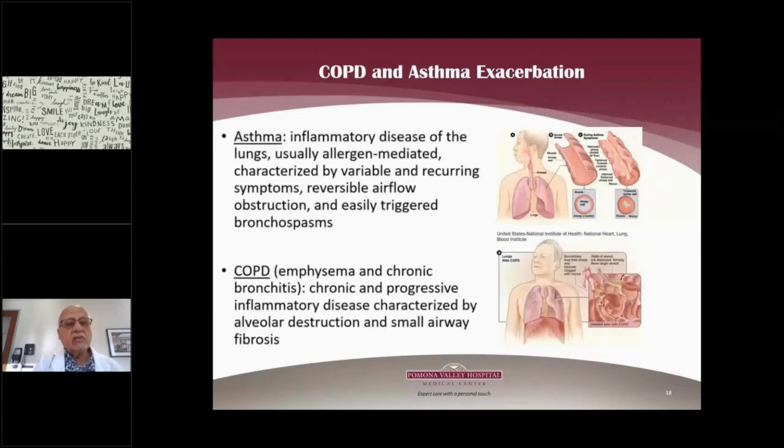The other condition which may present to you in a neuro-injured patient is acute exacerbation of asthma or COPD. And asthma is an inflammatory disease process of the lungs, which is allergen mediated, and it's usually reversible airflow obstruction with bronchospasm, while COPD is a chronic injured lung from inflammatory process, as well as there is destruction of alveoli and also of the small airway with fibrosis, and also has vascular destruction.